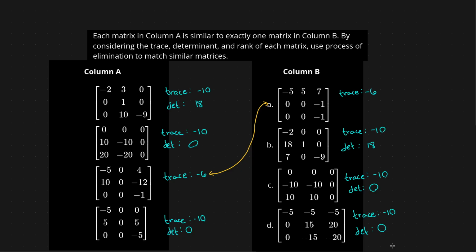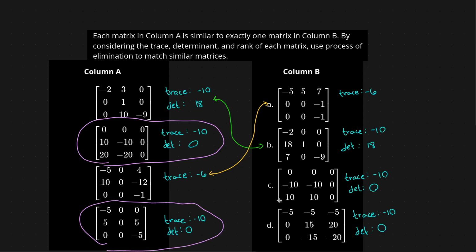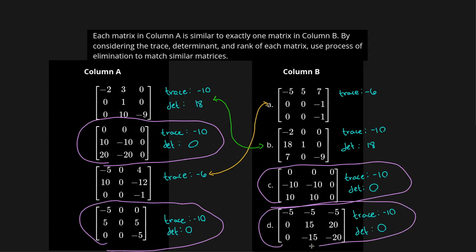All right, so based on those that have a determinant, I could see that this matrix and this matrix must be similar. They both have the same trace, they both have the same determinant. They're the only two matrices with that same trace and determinant. Okay? All right, I still have two matrices left to check. I need to check this matrix, and I need to check this matrix from column A, and I need to check this matrix and this matrix from column B.